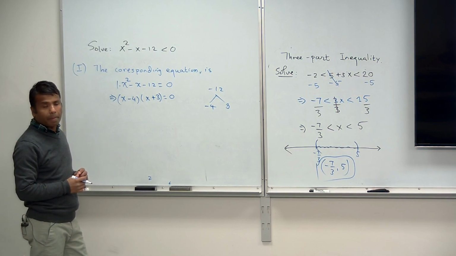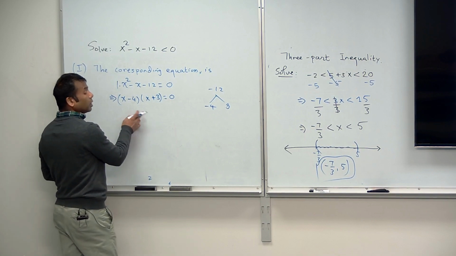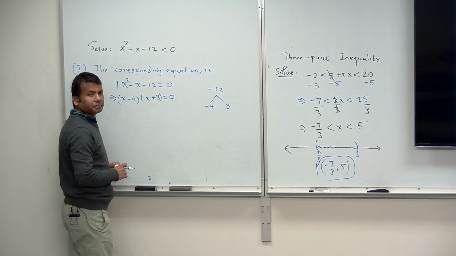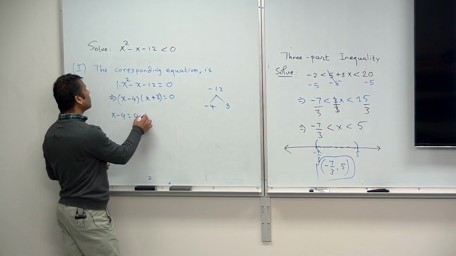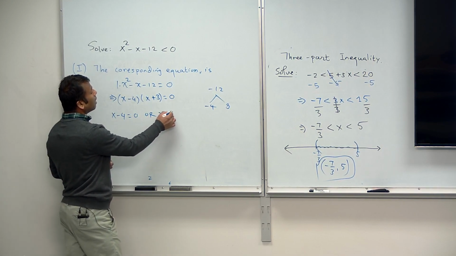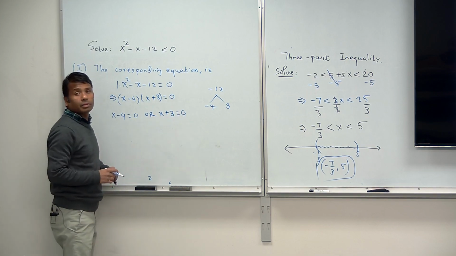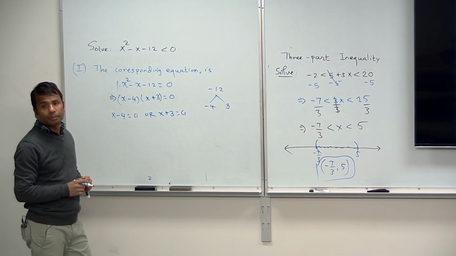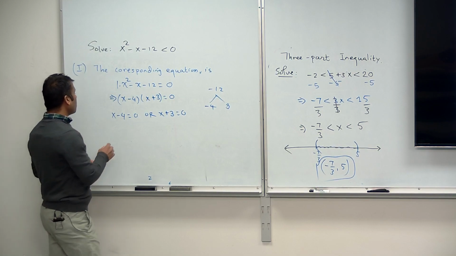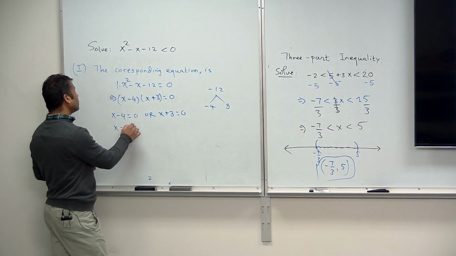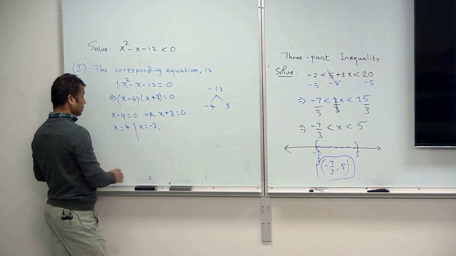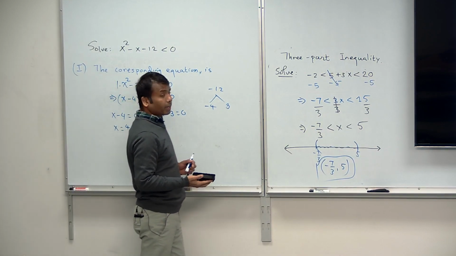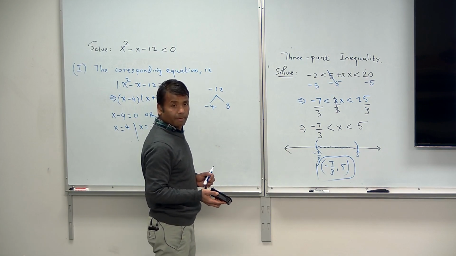Makes sense? So use the zero factor property, right? So that will give you x minus 4 equal to 0 or x plus 3 equal to 0. So the value of x is 4 or the value of x is negative 3. Did you get it? Yes?